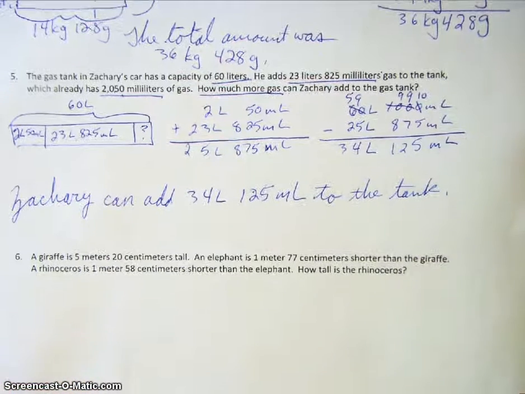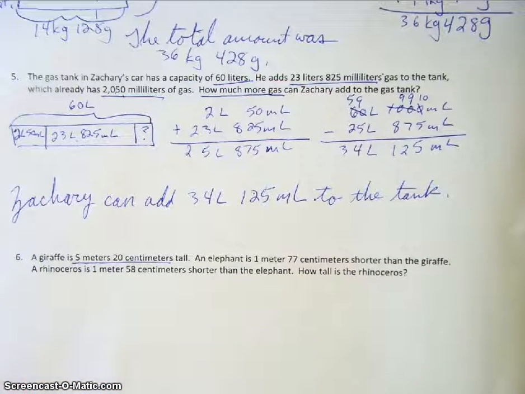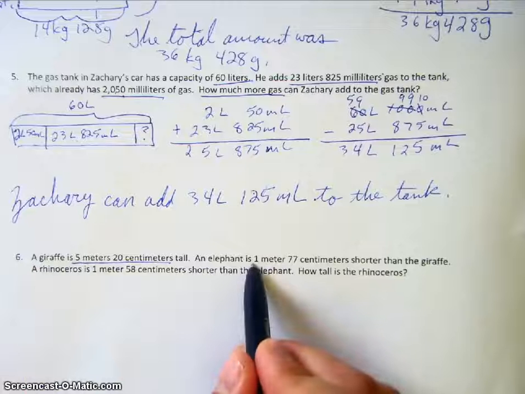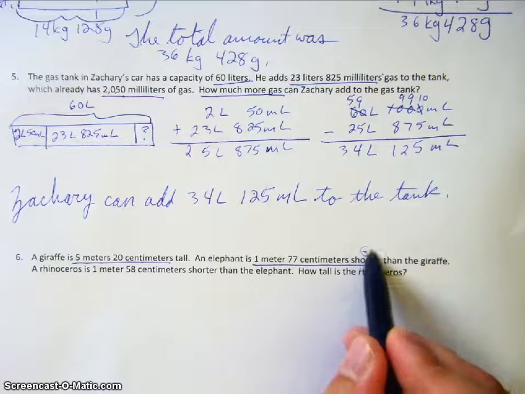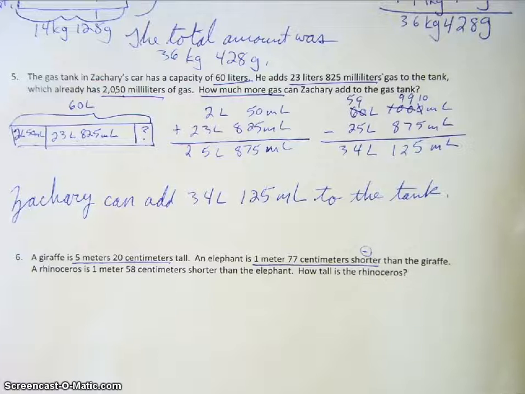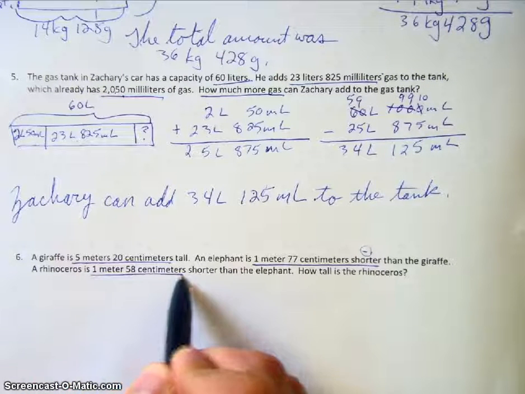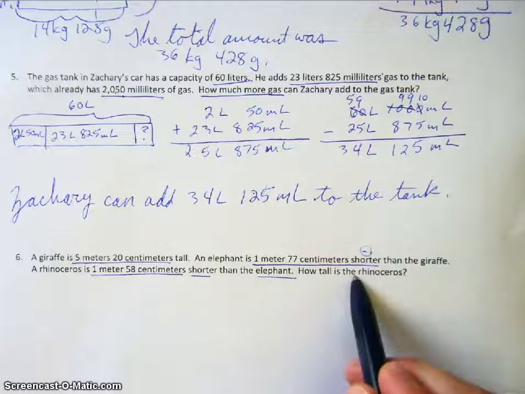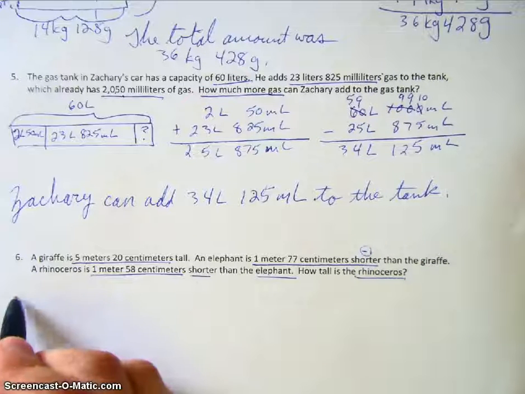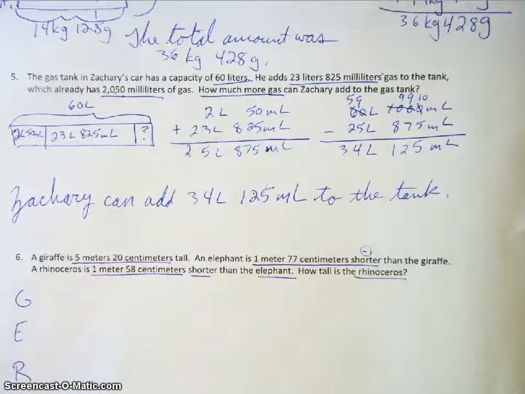Now number 6. A giraffe is 5 meters, 20 centimeters tall. An elephant is 1 meter, 77 centimeters shorter. Notice that word shorter, so we're going to be subtracting later. Now the rhinoceros is 1 meter, 58 centimeters shorter than the elephant. We need to know how tall is the rhinoceros. So we have 3 animals here. We've got the giraffe, the elephant, and the rhinoceros.